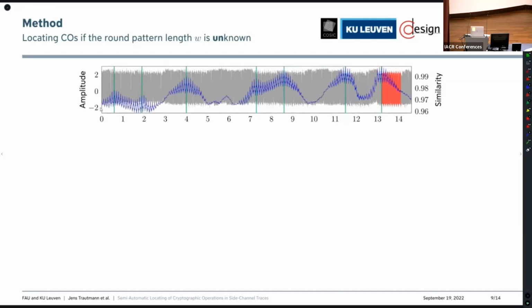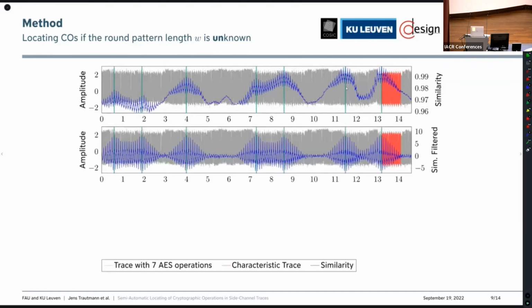Now we calculate the similarity of this template over the entire trace, and what we can see here is this similarity curve. As the maxima don't really line up with the starting points, we have to filter this. So there's a moving average filter here, which is parameterized based on the round width W, so we don't have to do this every time, and it is automatically parameterized.